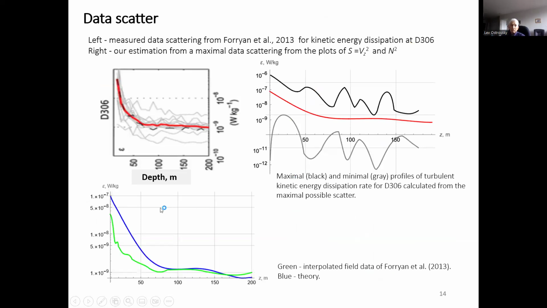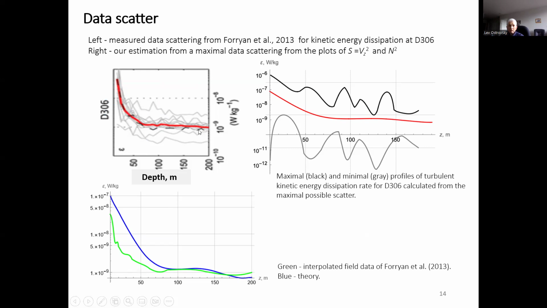Okay, the last thing about this work is the scattering of data. You see, for example, for 306, scattering is shown here from the experiment, and this is our calculation in the worst case. By worst we mean that we take, for example, the maximum difference for velocity, which will be a minimum difference for density.